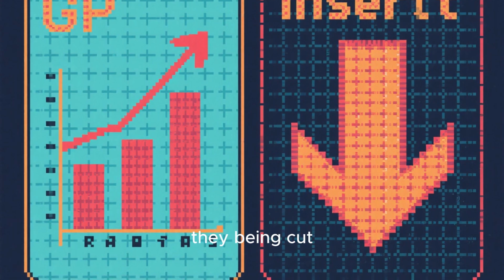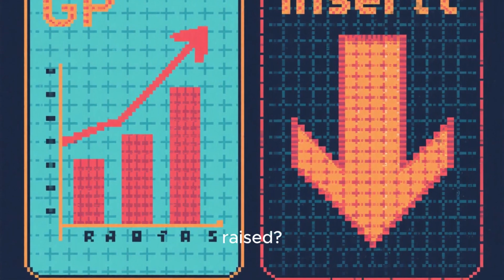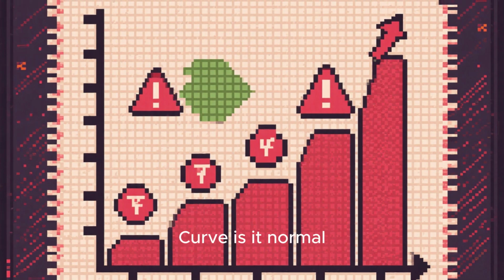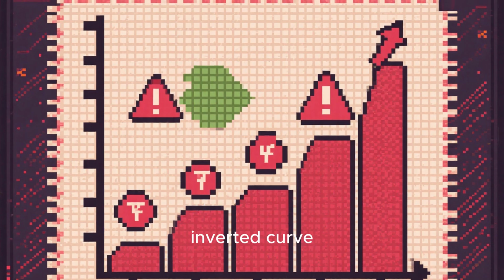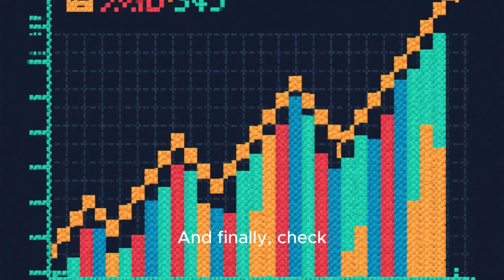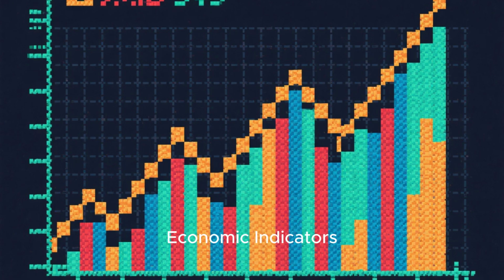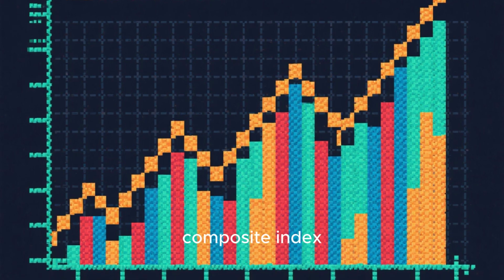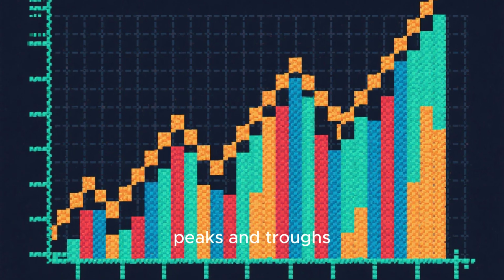Are they being cut, held steady, or raised? Look at the yield curve. Is it normal or inverted? An inverted curve often signals a late cycle environment. And finally, check the leading economic indicators, or LEI, which is a composite index designed to signal peaks and troughs.